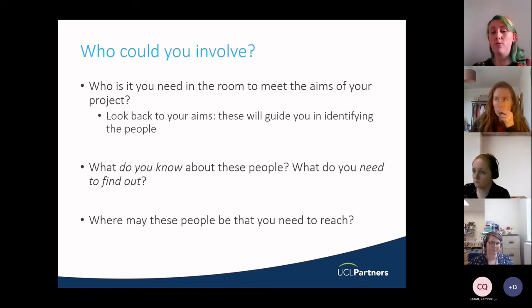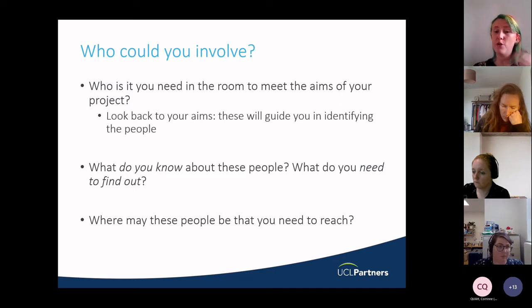And also by thinking about who it is that you need in the room, you're also able to start thinking about where these people might be. Where is it that they hang out? Where do I need to shout, or where do I need to go and talk or position myself to actually reach out and engage these people in the first place?